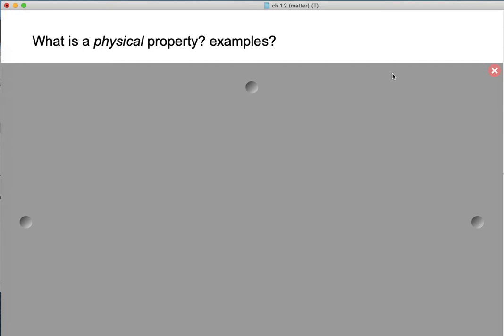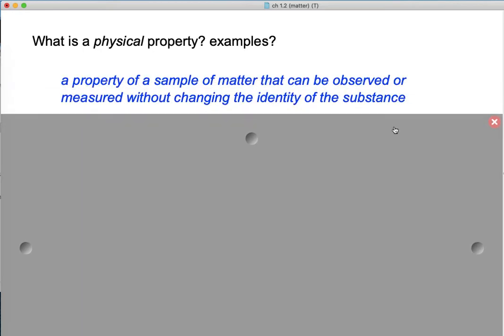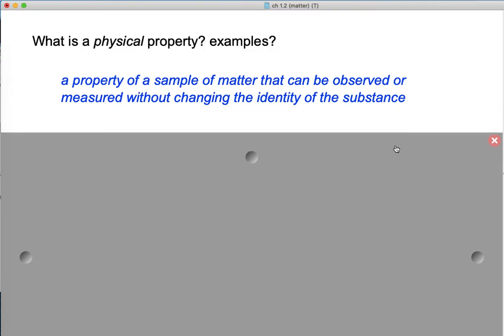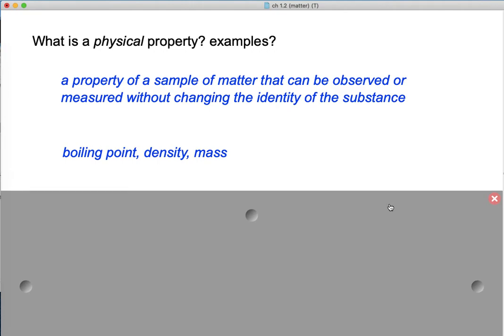Now let's distinguish between physical properties and chemical properties. A physical property is a property of a sample of matter that you can observe or measure without changing the identity of the substance. You don't have to turn it into something else in order to observe that property. So for example, I can measure the boiling point of a liquid without turning it into something else. I can measure the density. I can measure the mass.